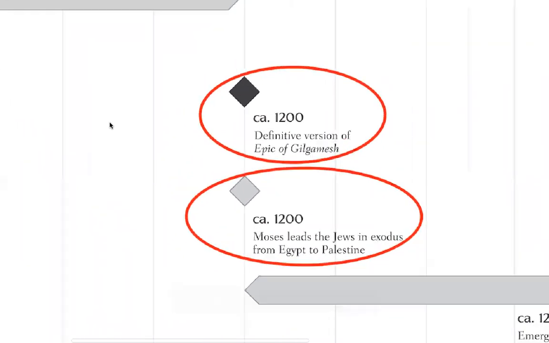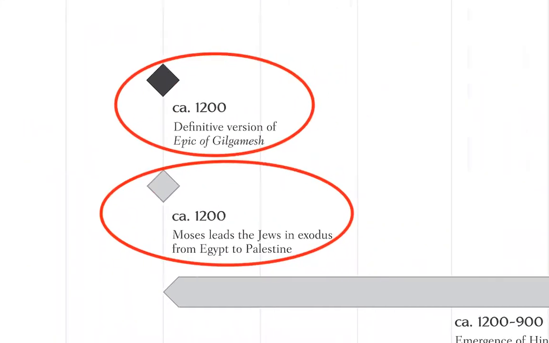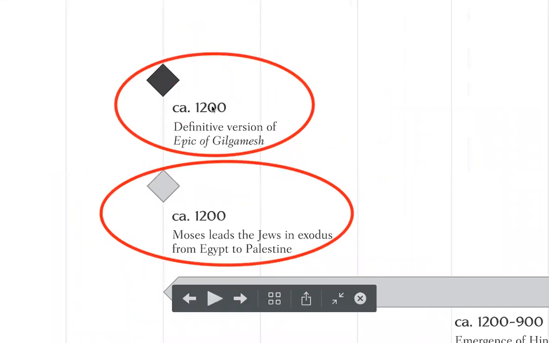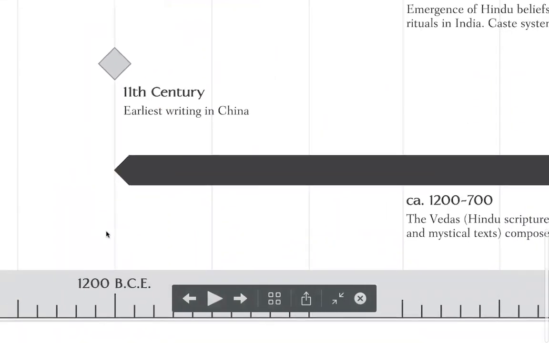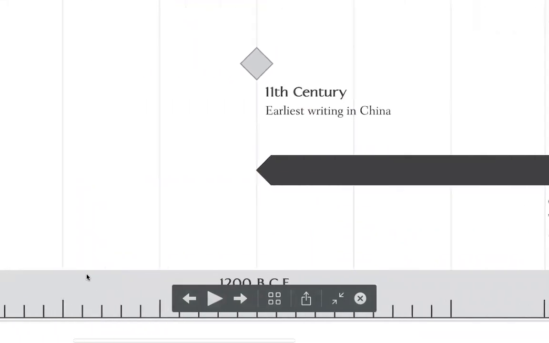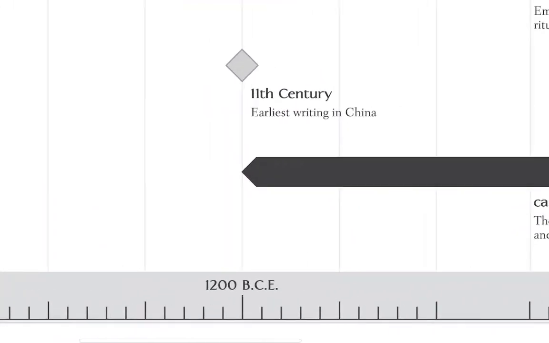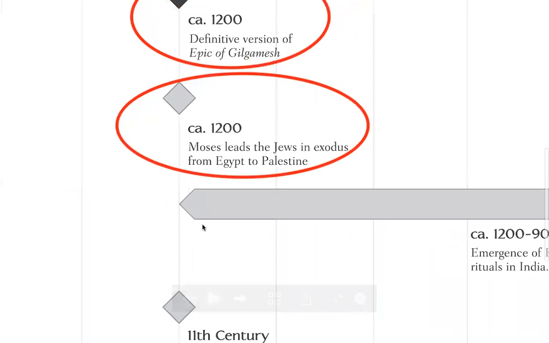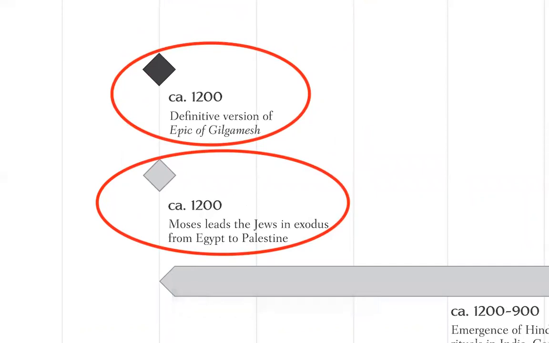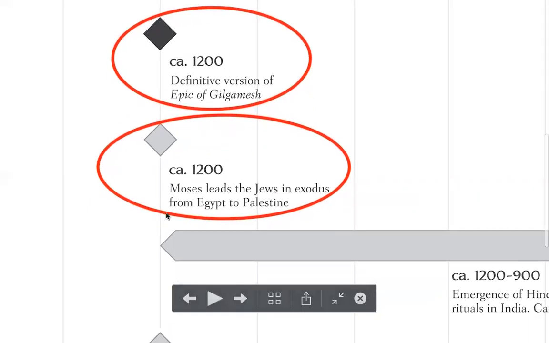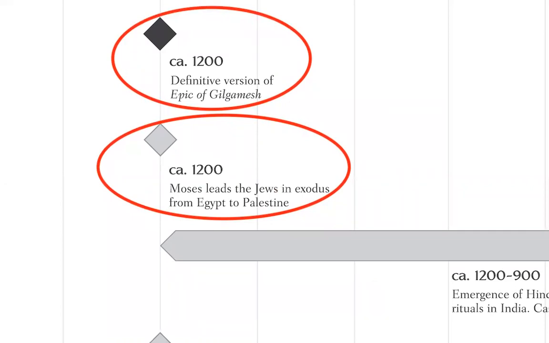And this last slide here shows us that around 1200 BCE, because down here at the bottom, you can see that these are all gradated, if you will, in BCE categories. Around 1200 BCE, we finally have the definitive version of the Epic of Gilgamesh that we now have in print. And roughly at the same time, Moses leads the Jews in the Exodus from Egypt to Palestine. Remember the parting of the Red Sea away from Pharaoh.